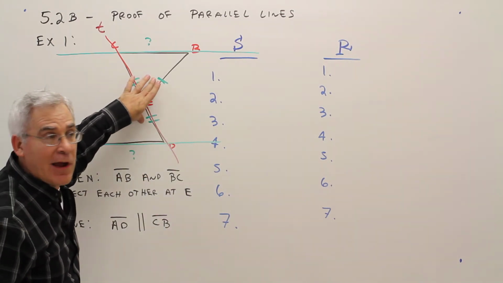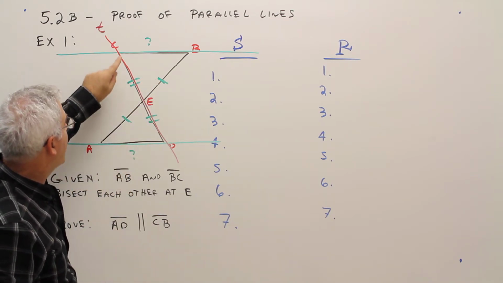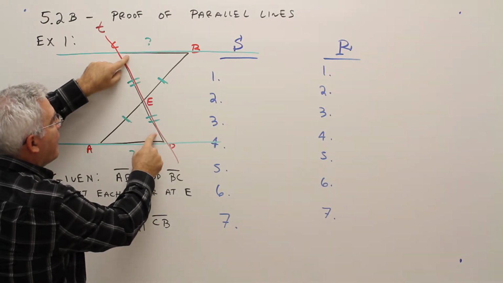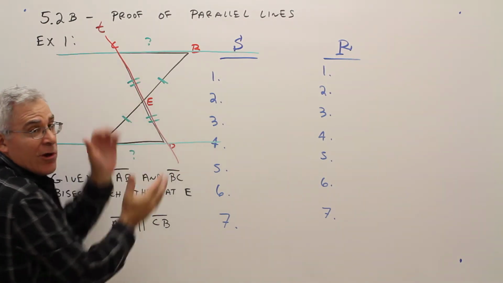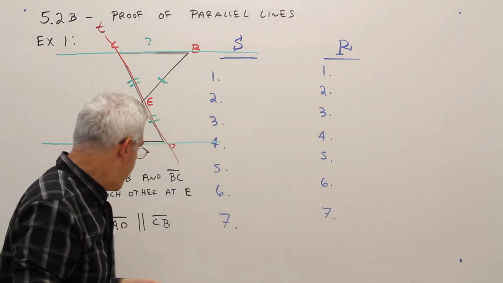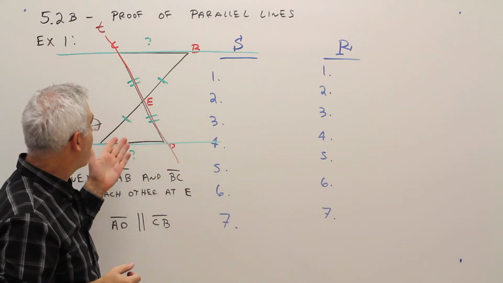If I got these triangles congruent, then I could get the corresponding parts congruent. This angle with this angle, and then I would have alternate interior angles being congruent. Game over, the lines are parallel. So now it ultimately boils down to getting the triangles congruent.